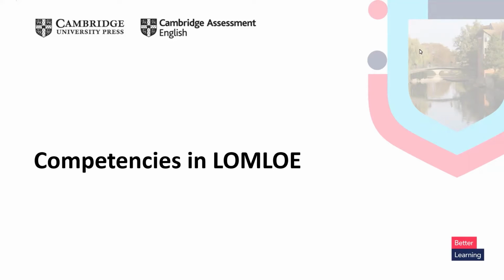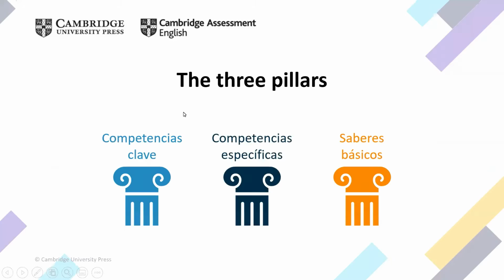So let's go. Competencies. As you may know, the LOMLOE has 3 main pillars. Starting with key competencies, which are overarching all the elements of education. They are covered across all the subjects. We will talk about them in more detail in a minute. Then it also includes some competencies which are specific to subjects, and then also some saberes básicos, basic knowledge that students need to acquire.